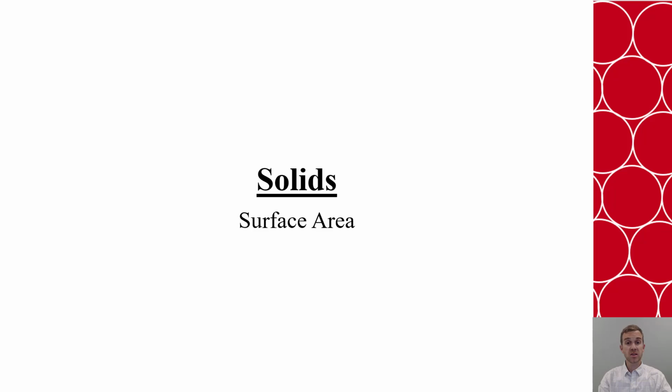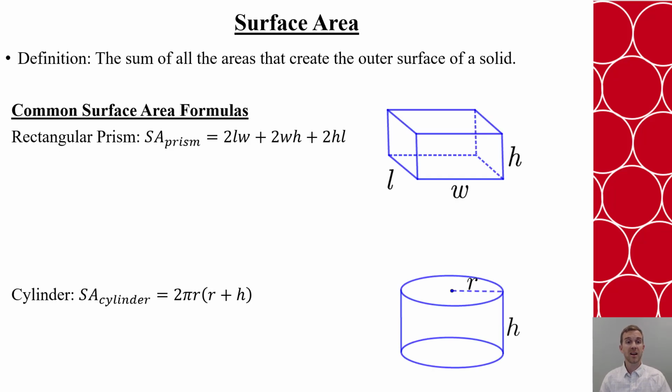In this video, we'll discuss surface area. Now, surface area is the sum of all the areas that create the outer surface of the solid. Often we have two very common ones that we work with, which is the rectangular prism and the cylinder. And they have formulas that have been created for them.